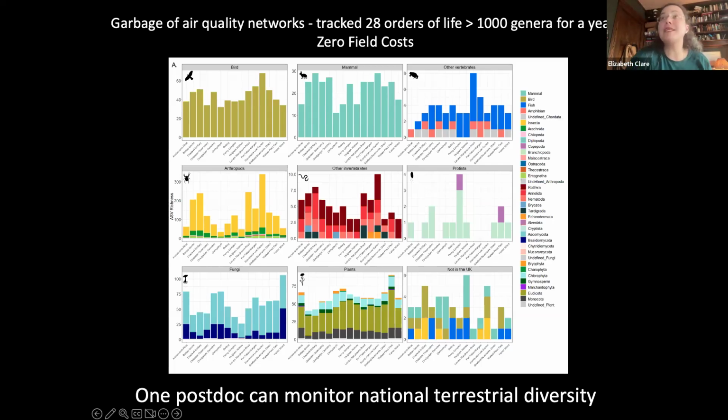So we tracked 28 orders of life, more than 1,000 genera for a year, and it cost us zero in terms of fieldwork. This is simply done from the garbage of an existing piece of infrastructure where they would have thrown the data away. And we were able to survey 28 orders of life across the entire country.